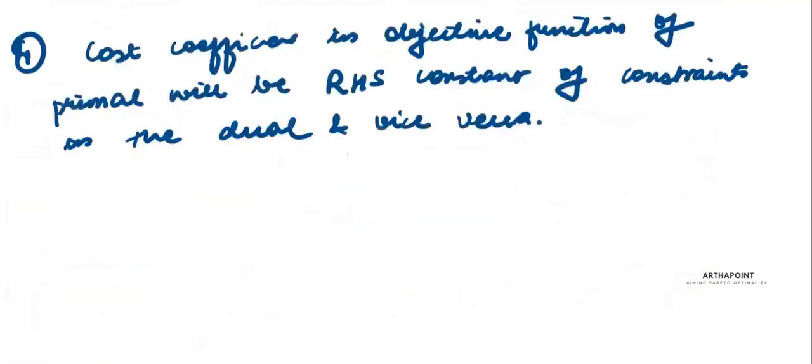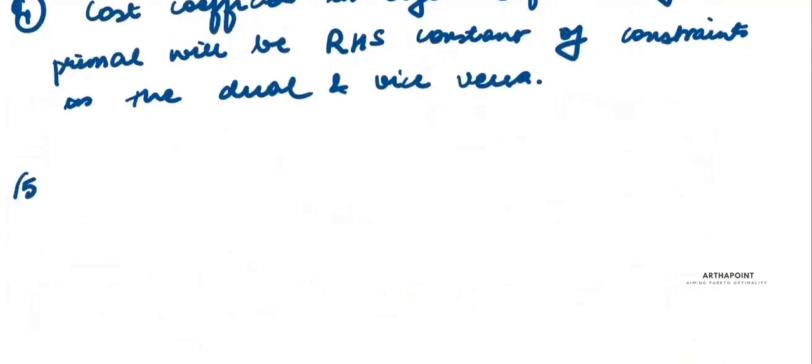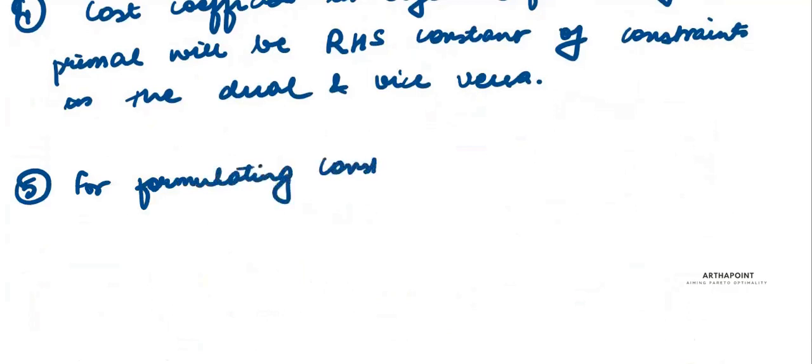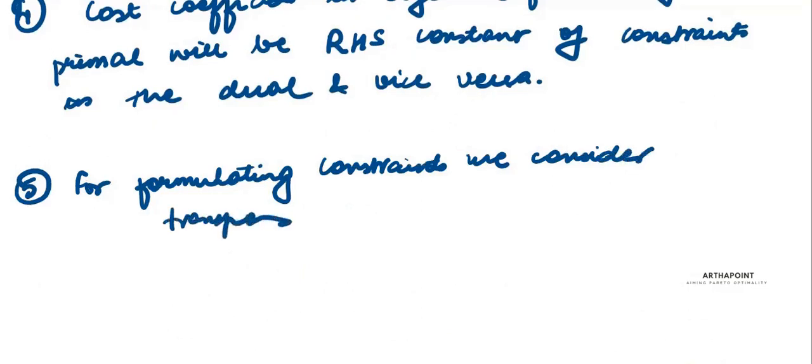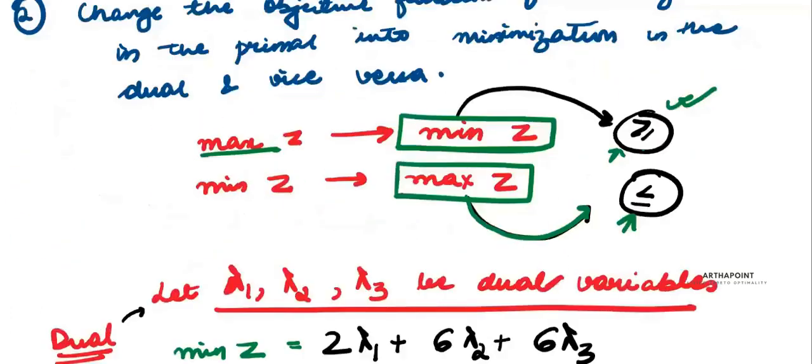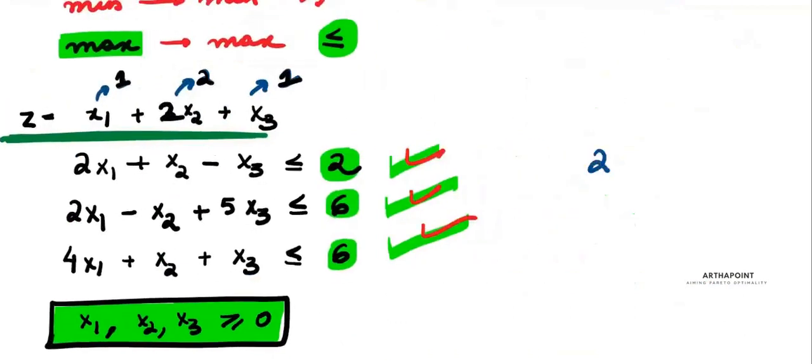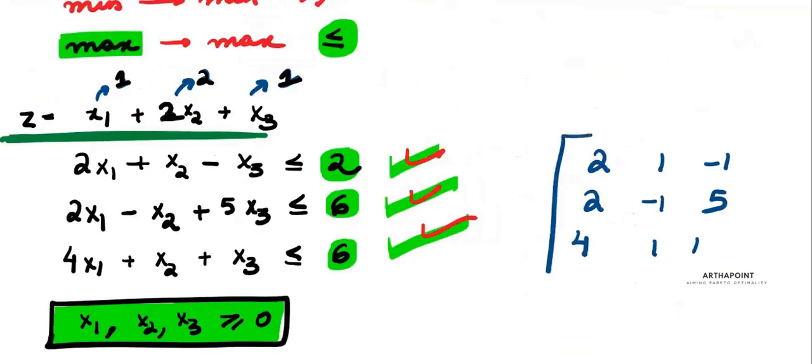Okay. Now please write down the next step. 5th step. For formulating constraints, we consider the transpose of the matrix. Very important step. So for this case, whatever matrix is earlier given to you, if I have to formulate my matrix from here, my matrix would be 2, 1, minus 1, 2, minus 1, 5, 4, 1, 1. This will be my matrix.